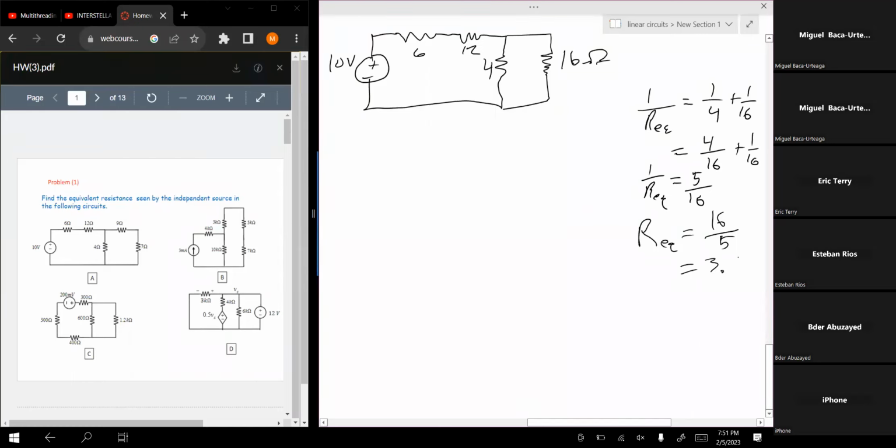what's 16 divided by 5? That's 3 point, is that 2? 3.2? Let me get my calculator. I'm just kind of eyeballing it. 16 divided by 5. Yo, 3.2. Okay, 3.2 ohms.